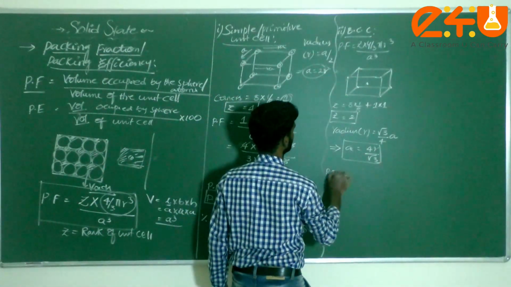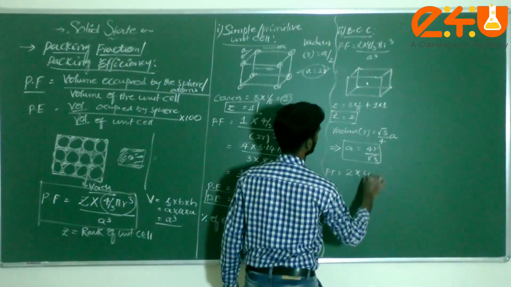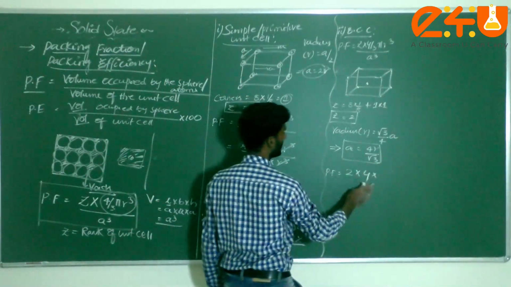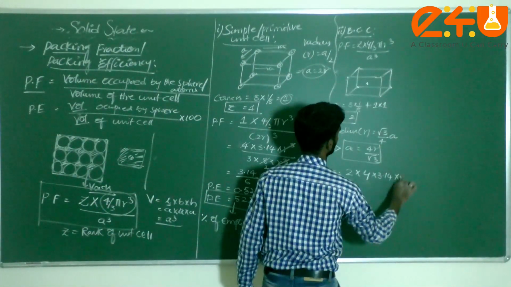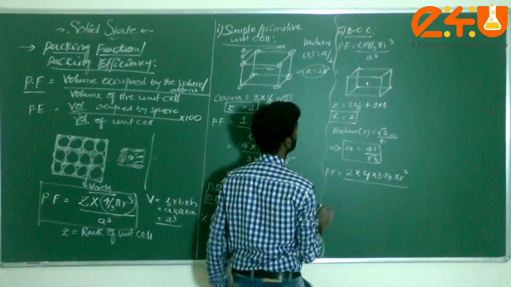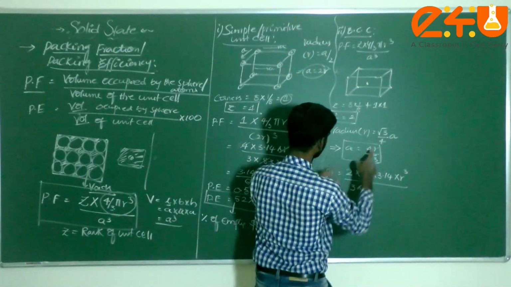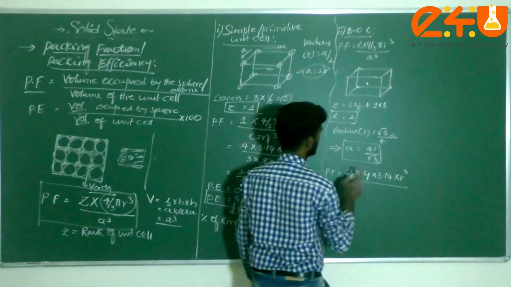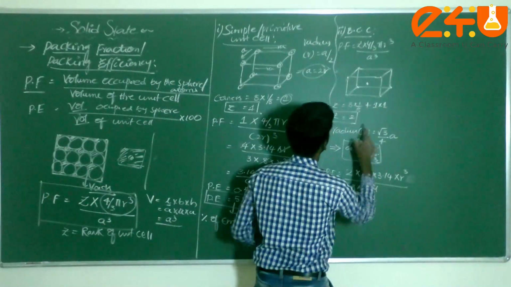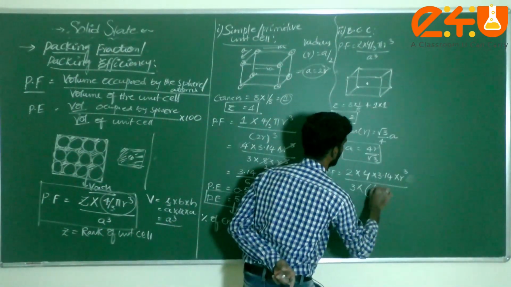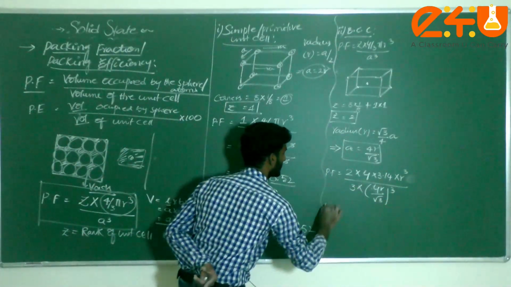Then packing fraction is equal to Z value, dear student, 2 into 4. The 3 I am writing in the denominator. Pi value I am writing 3.14. R cube as it is, divided by, tell me, the 3 will come down. Here what will come? 4R by root 3. That means I can write here, substitute a, 4R by root 3 whole cube. Am I correct?